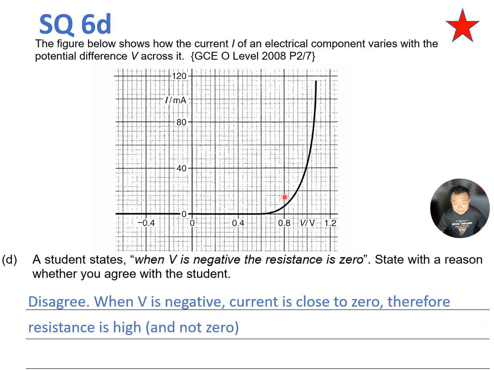Now, this is not true because when the voltage is negative, the current is 0. Current 0 means flow is 0, and this must mean the resistance is super duper high. So the resistance is high, not 0.